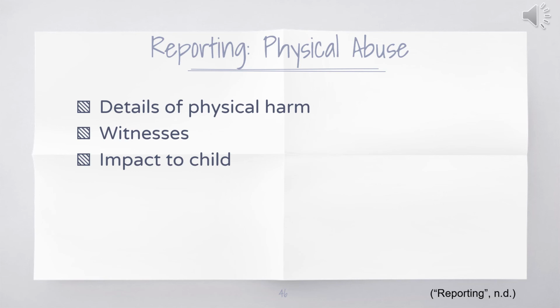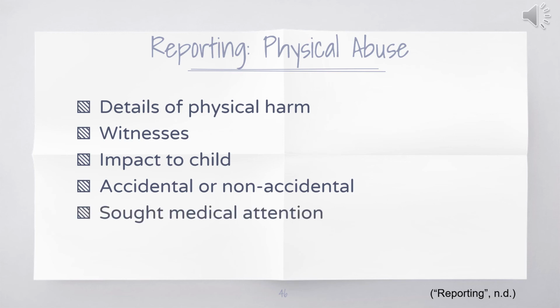Are there other marks, bruises, welts, burns on the child that are not explainable? Did the child indicate pain that might suggest a non-observable internal injury? Was the injury accidental or non-accidental? And how do you know? Was medical attention sought for the injury? And if so, what was the outcome?